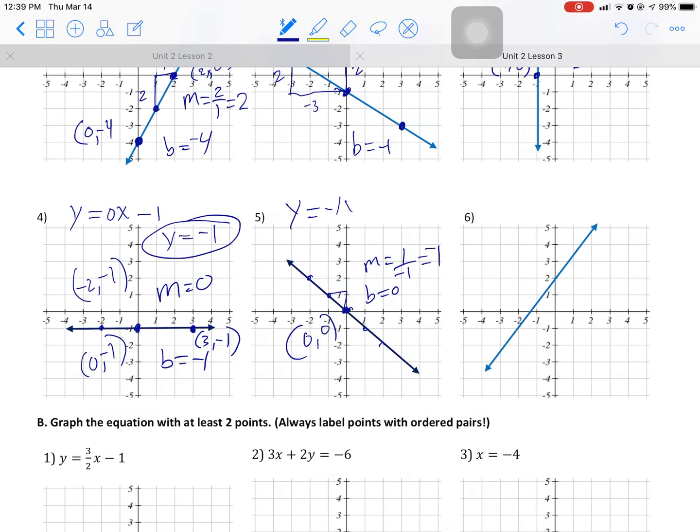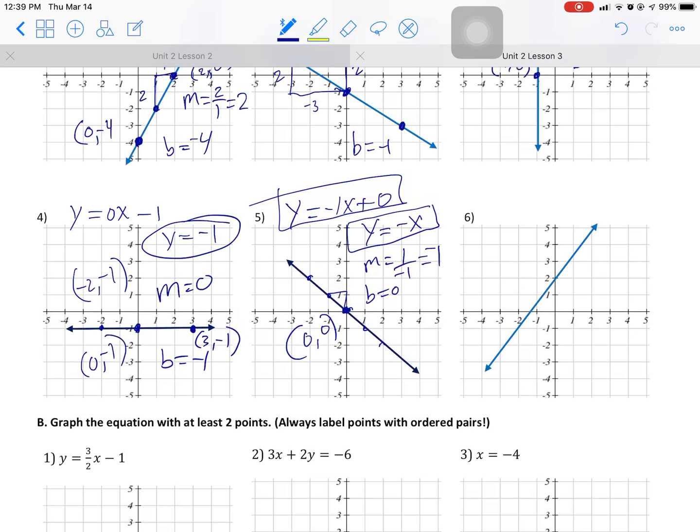So -1x plus 0. Now I would accept that. I don't think mom's going to take that. That's going to be y equals -x, period, right? Don't need to show the 0.